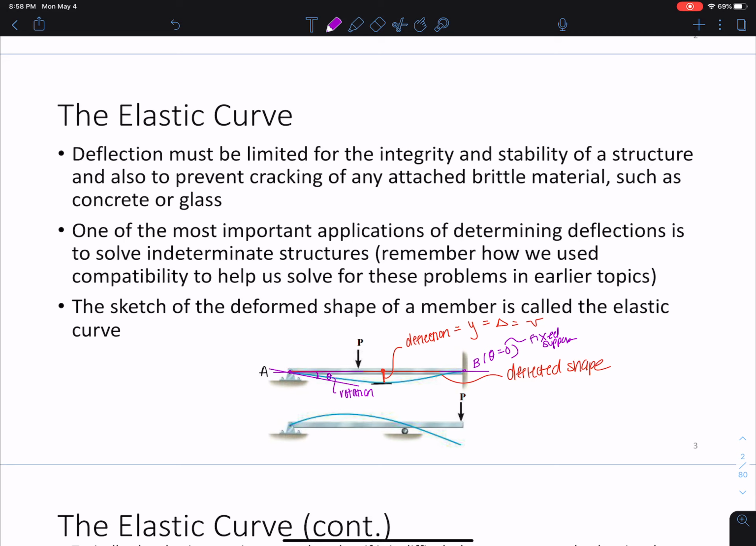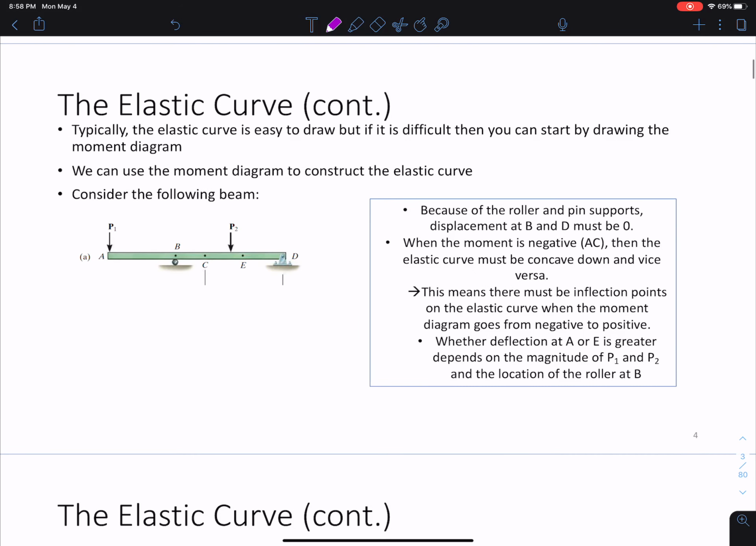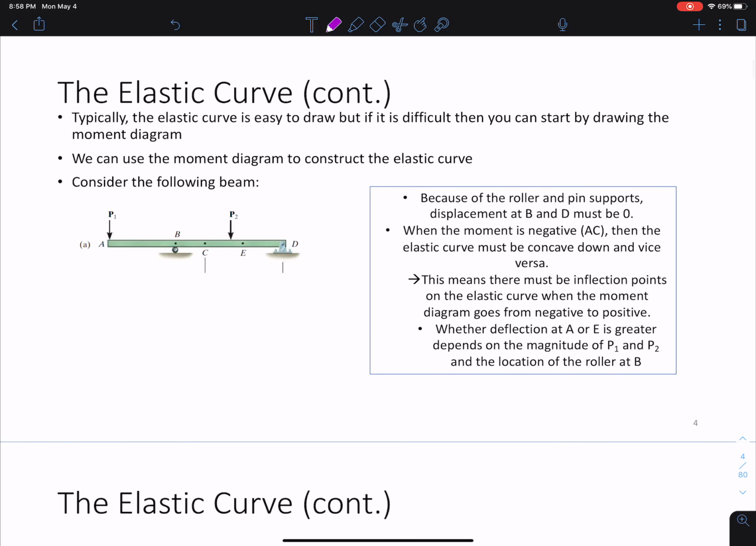And we'll talk a little bit more about this. You'll definitely talk more about this in structural analysis. Okay, so let's continue talking about the elastic curve here. Basically, the elastic curve is not difficult to draw in general. And if you do have a structure that is more challenging to draw and you don't really know how the loads are going to affect the system, what we can do is use the moment diagram to construct the elastic curve. And I'll show you how we can do that with this example.